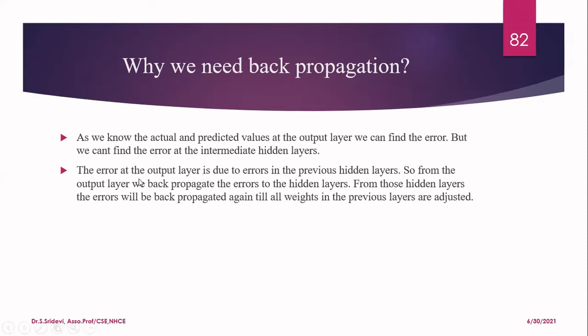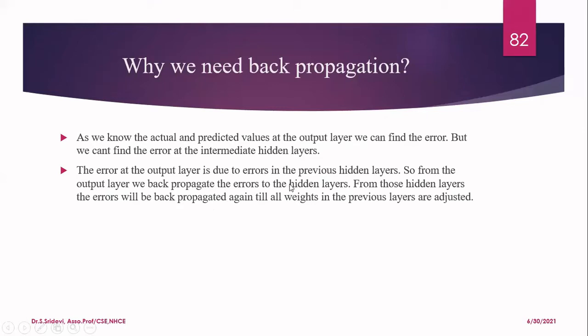For that, the error at the output layer is due to the errors in the previous hidden layers. So from the output layer, we backpropagate the errors to the hidden layers. From those hidden layers, again, the errors are backpropagated to the previous hidden layer, till we reach the input layer where we do all the weight adjustments. So this is the basic idea of backpropagation.